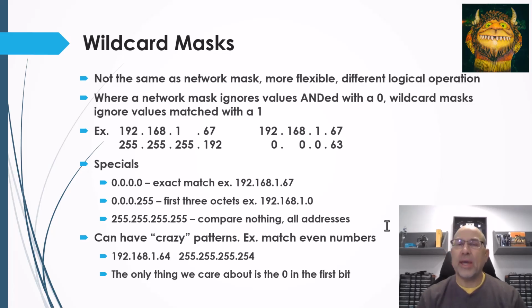Well, they're not the same as a network mask, but they're a little more flexible. It's a different logical operation. So remember, with net masks, we have an ANDing process. If you break a net mask out to binary ones and zeros, we know that anything ANDed with a zero gets ignored. So you can put any value there and it gets ignored.